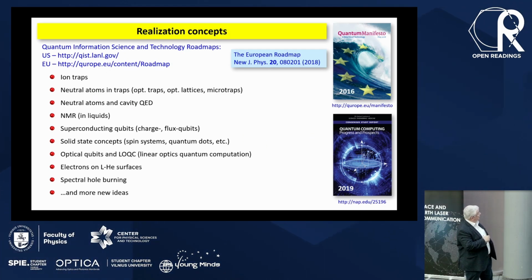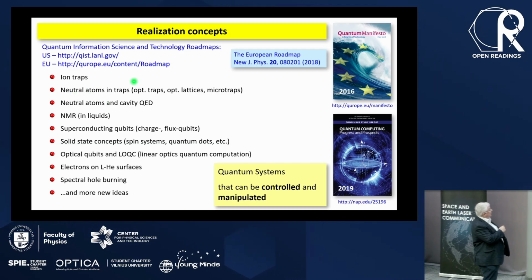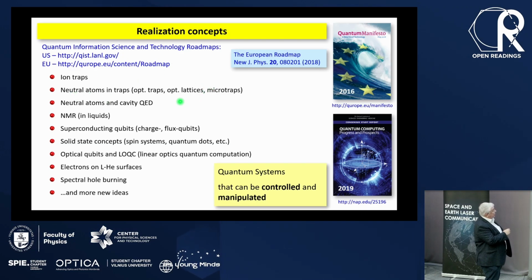Essentially, the systems that you have here are all systems that can be uniquely controlled and manipulated, meaning you have either ions in traps, neutral atoms in traps, or optical traps, lattices, microtraps, you name it, or neutral atoms and cavity QED to convey the information. NMR in liquids has been used. Superconducting qubits come in various flavors, charge, flux, and phase qubits these days, solid state concepts and spin systems, quantum dots, and so forth. There's optical qubits and linear optics quantum computation, and even more exotic ones like electrons on liquid surfaces and other things.